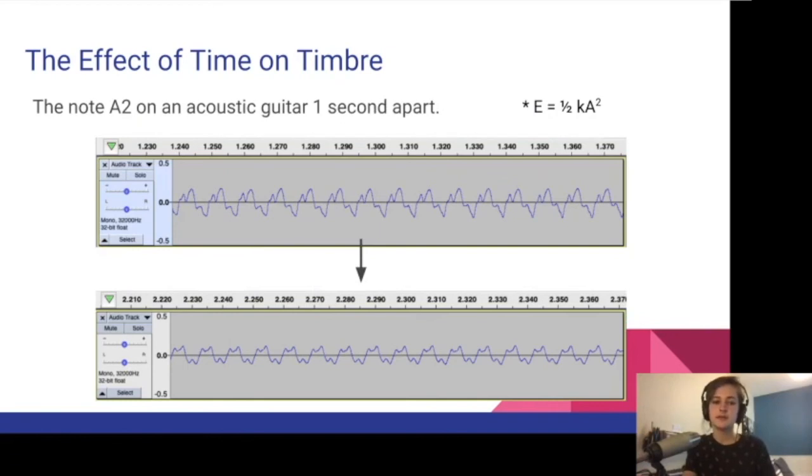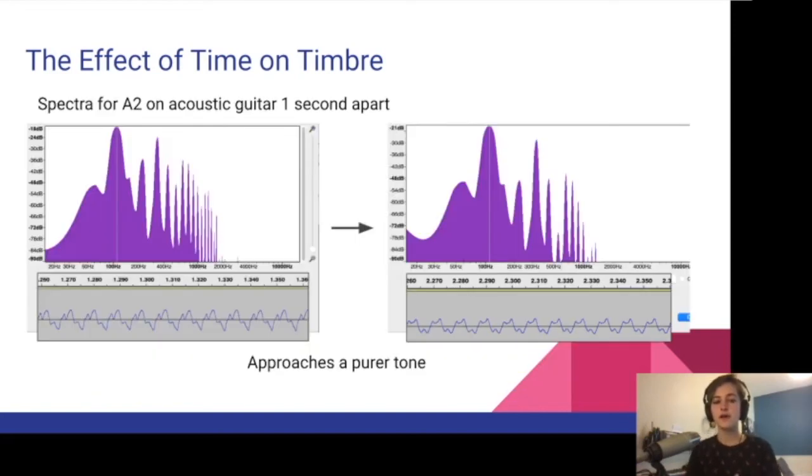If you take these two waveforms and plot their spectra, you'll see that over time, the higher harmonics start to diminish. In the first spectra, there are a lot of higher harmonics at the higher frequencies, and in the second spectra, which is the waveform of 1 second later, most of those harmonics have disappeared. This is because higher frequencies tend to carry less energy overall, and this applies not only to fundamental frequencies but also to the harmonics.